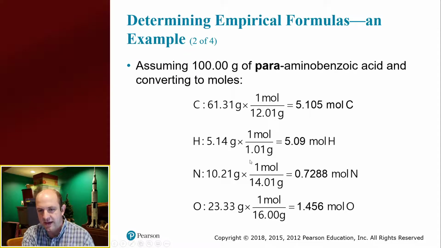We use the atomic values for a single atom because we're looking for the number of atoms in a compound. These are not diatomic elements here. So we do that math. We get 5.1, 5.09, 0.72, 1.46. So we just have the absolute number of moles based on that analysis.